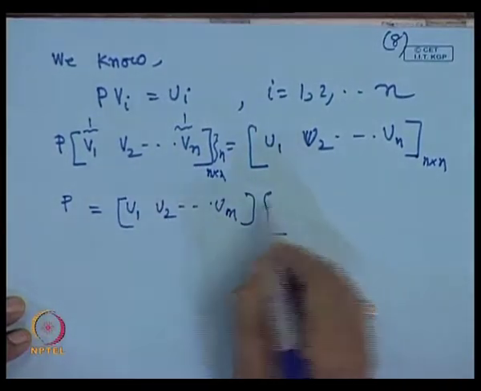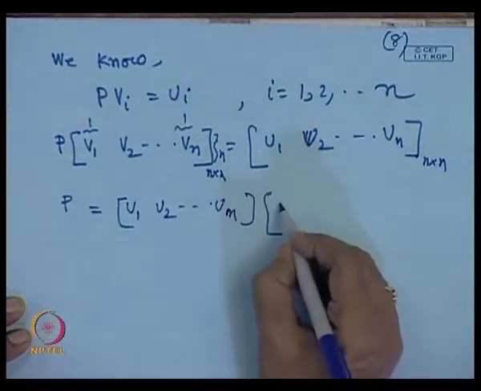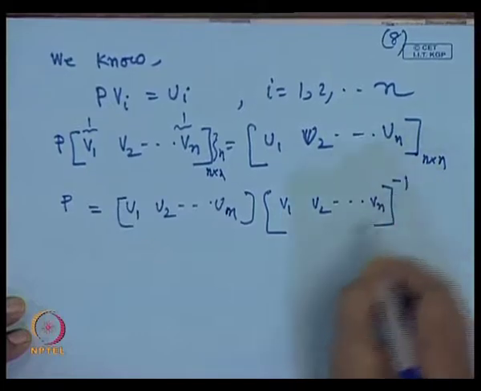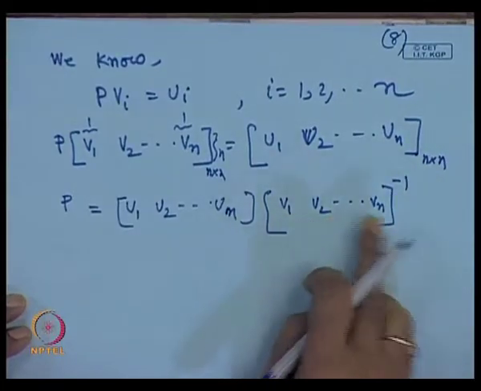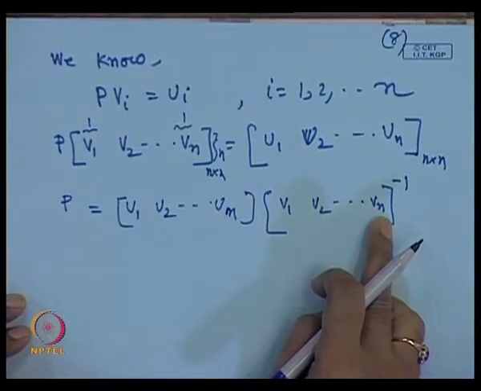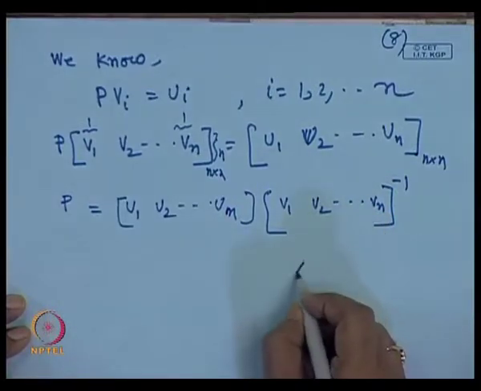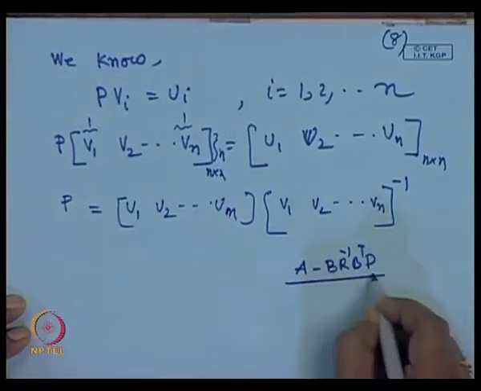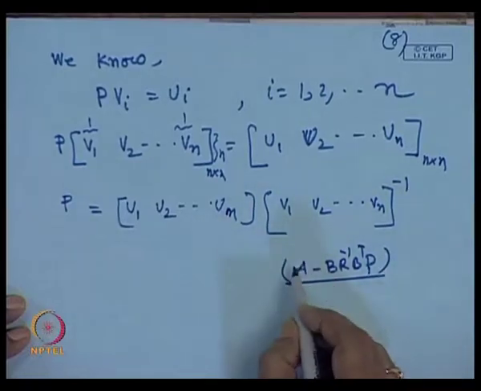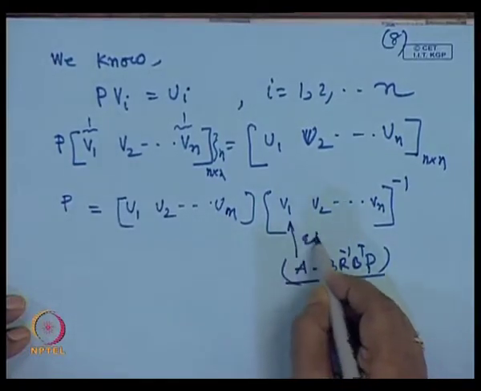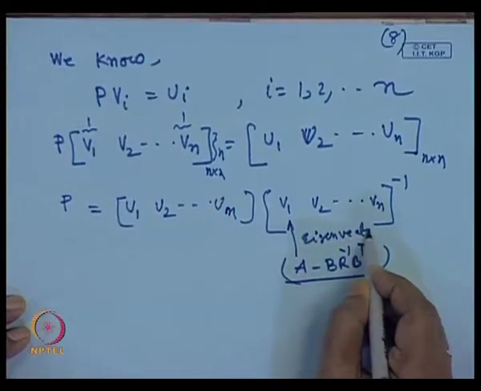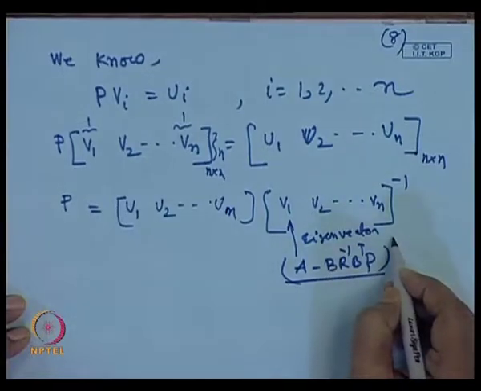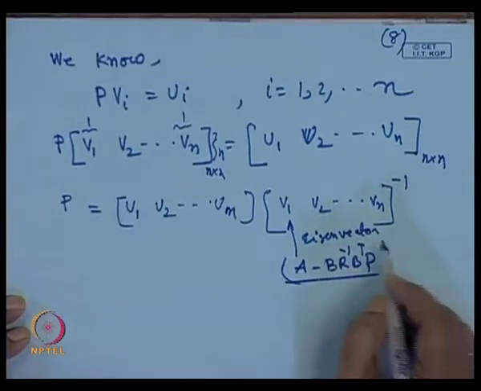multiplied by the inverse of V1 V2 ... Vn, whole inverse. Mind it that V1, V2, ..., Vn are the eigenvectors of the closed-loop system matrix A, B, R inverse, V transpose P, that is, the eigenvectors of this matrix corresponding to the eigenvalues mu i.